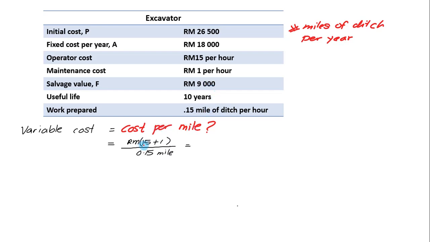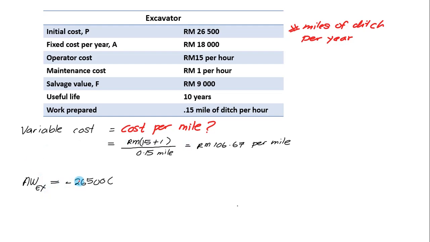So we're going to add the 15 ringgit for the operator and 1 ringgit for the maintenance cost, which is the cost per hour, and divide by 0.15 mile. This will give us 106.67 ringgit per mile, which is the cost per mile. So now let's find the annual worth of this alternative, right?